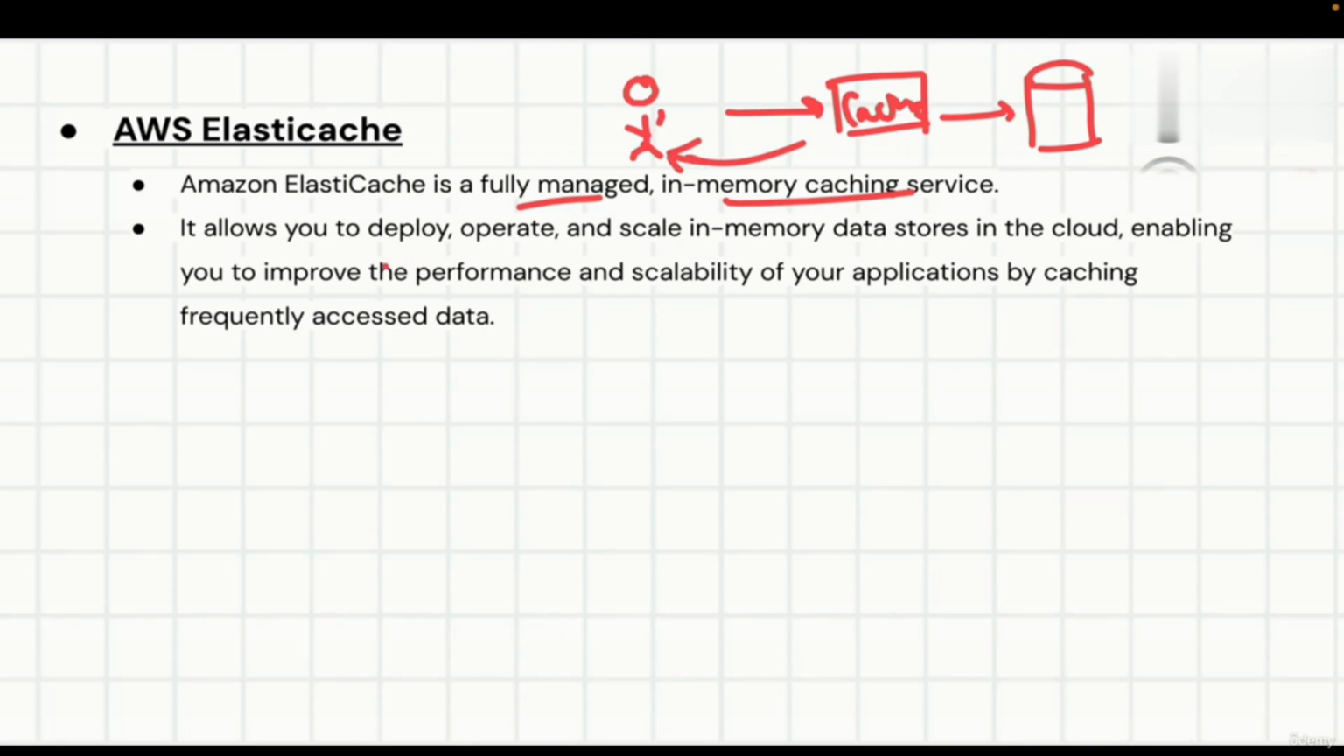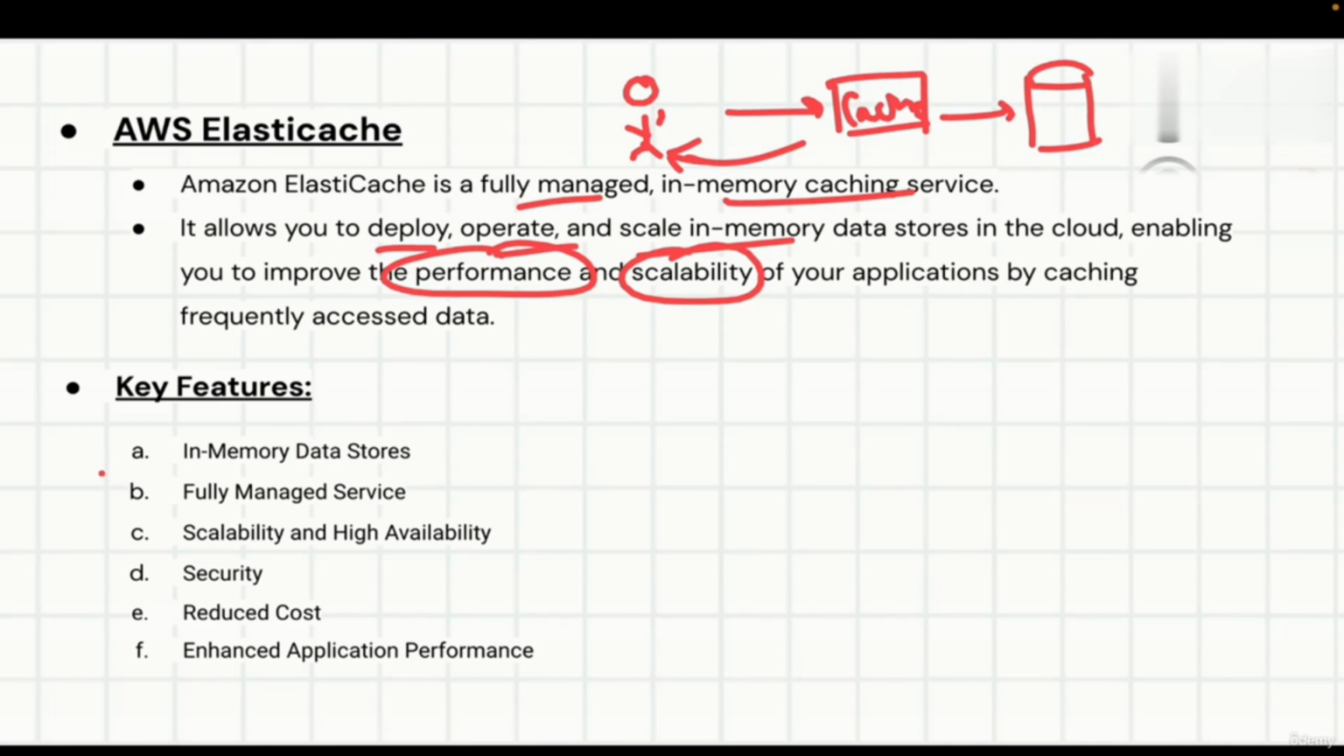Now, it helps us to deploy, operate, and scale in-memory data stores in the cloud, enabling us to improve the performance and scalability of the application by caching the frequently accessed data. So all the frequently accessed data is put into the cache system. Key features are: it's in-memory, fully managed, highly scalable and available, and it reduces cost and enhances performance.